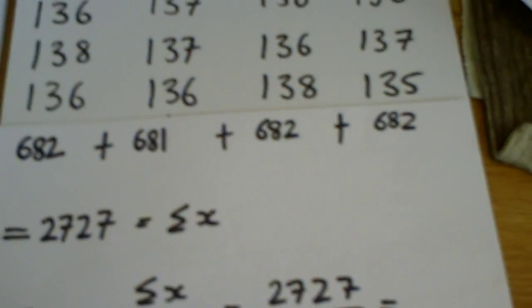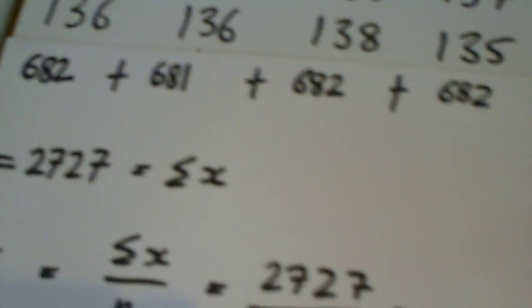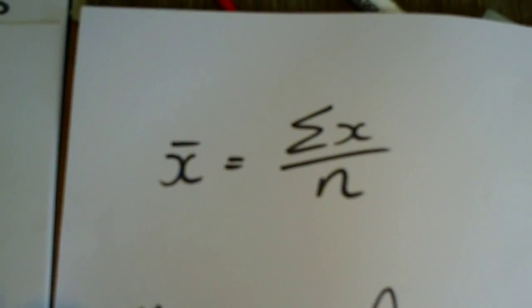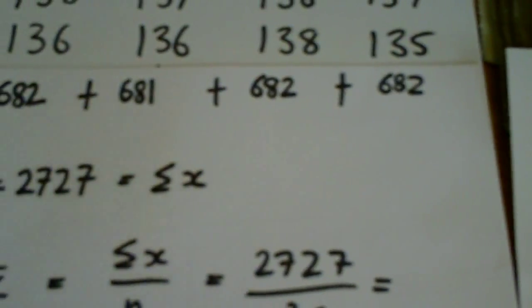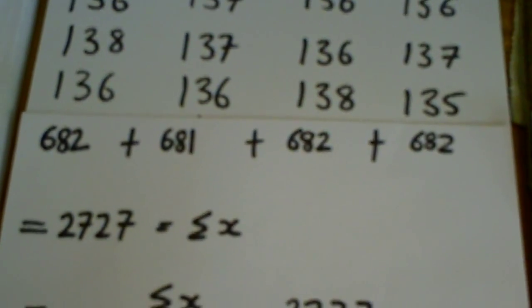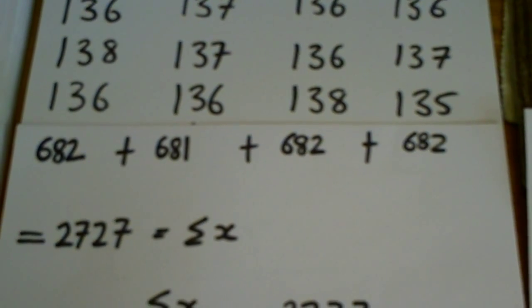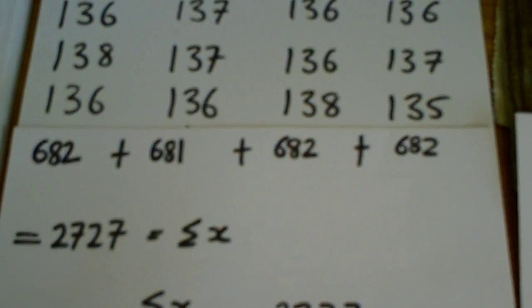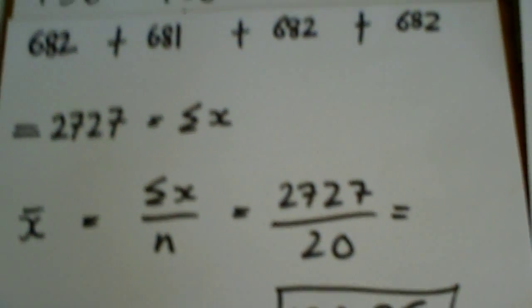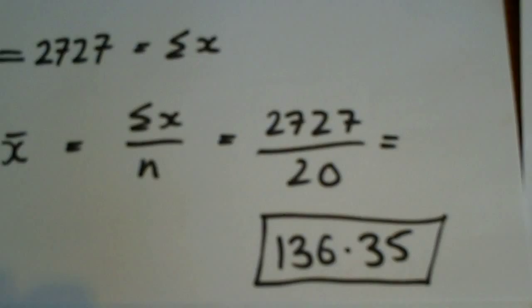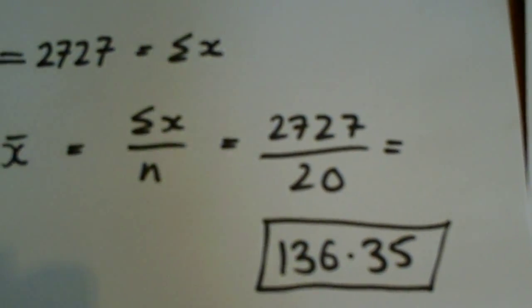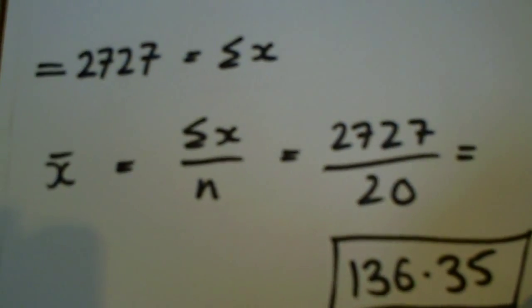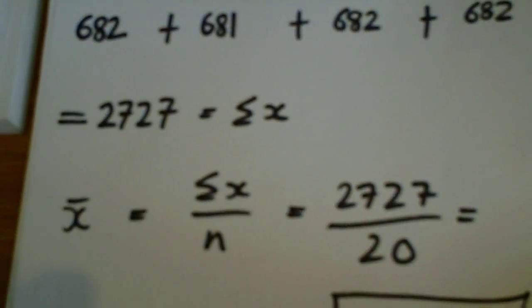Now, using the simple formula, i.e. this one here, we can just add up all the columns, add those totals together and get the sum of x as 2,727. There are 20 numbers, so we divide this by 20 to get an average of 136.35. Now, a quicker way, when you have an array of numbers, is to use this formula.